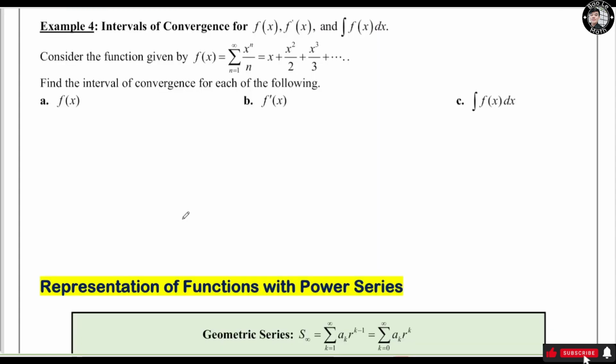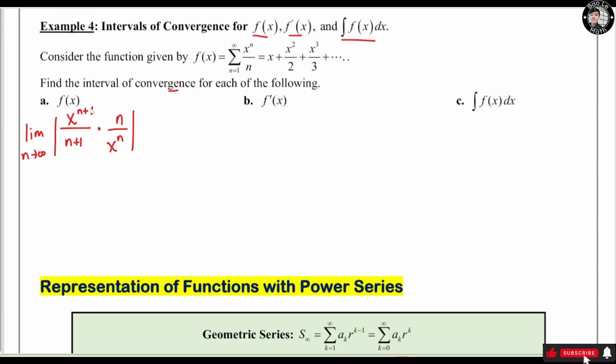Now let's move on to example number 4. Interval of convergence for f of s, f prime of s, and the antiderivative of f of s. Alright, find the intervals of convergence for each of the following, f of s first. We're going to use the ratio test. So we have the limit of the absolute value of s raised to the n plus 1 over n plus 1, times n over s raised to the n, when n approaches infinity.